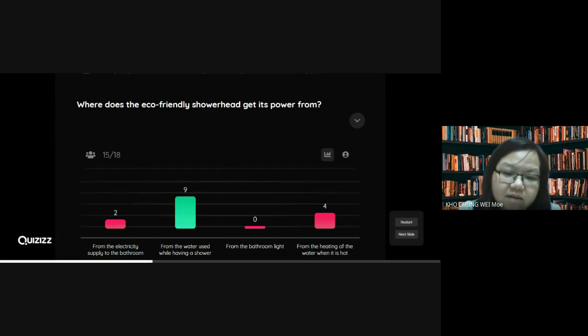If you notice in the text, it is stated that firstly, it is a light for the shower, powered by the water used while having a shower. Powered by the water used while having a shower means that the shower head gets its power from the water used while having a shower. It's just a slight paraphrase from whatever you have in the paragraph.